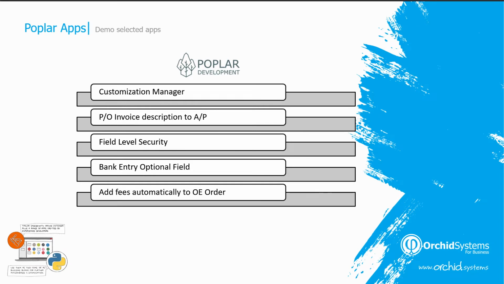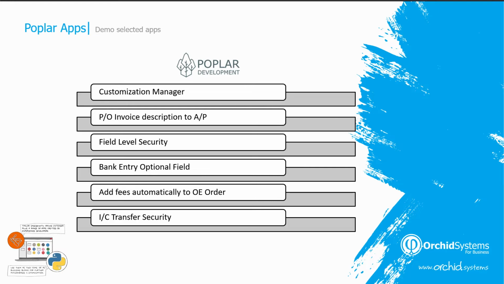We'll then look at the OE EcoFee app to add lines to order entry orders, and then another security-related app to control users who can do IC transfer from certain locations. So let me now hand over to Chris from Poplar.